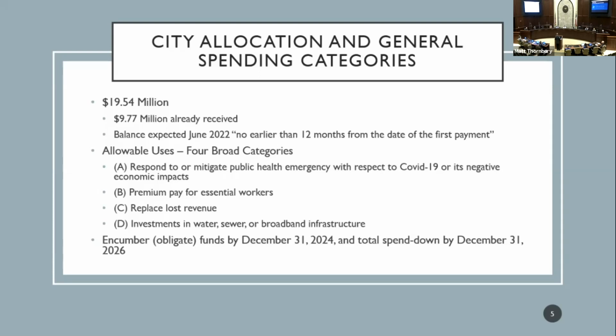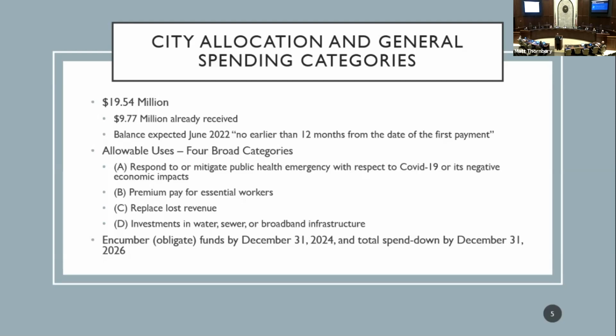The allowable uses, there are 4 broad categories, and within each of these categories, there are some subcategories that we've actually over the last couple of months really dove down into and how we might be able to use those funds. But the first is to respond to or mitigate the public health emergency with respect to the COVID-19 pandemic or the negative economic impacts that resulted from it. That is very similar to how we were able to use the CARES monies that were provided to the city last year. But it also has a component there that is intended to support those that were impacted economically.